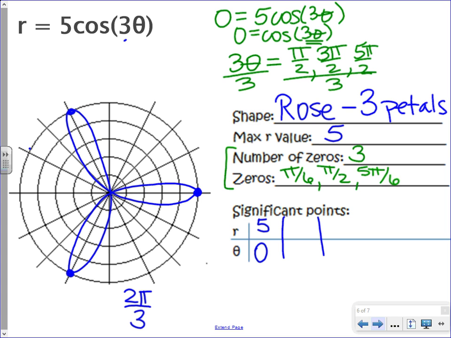Also, for your significant points, I told you I want 1 petal and 1 zero. Since we have the petal, go ahead and fill your first 0 in, and then you don't have to do anything more with those significant points. Tomorrow, when we talk about limaçons, we will do more significant points, but with roses, I only need 2.